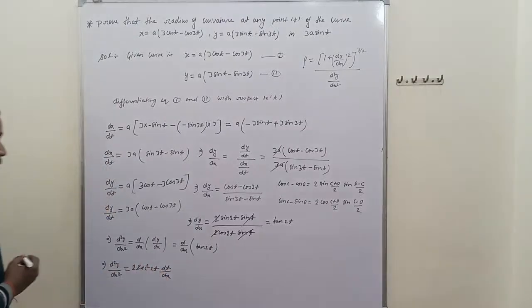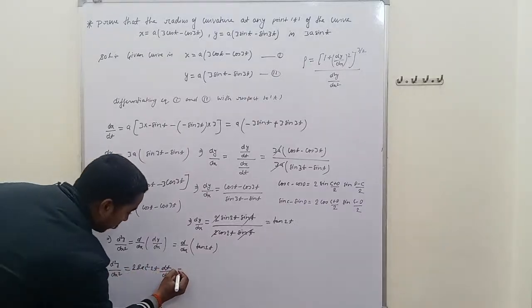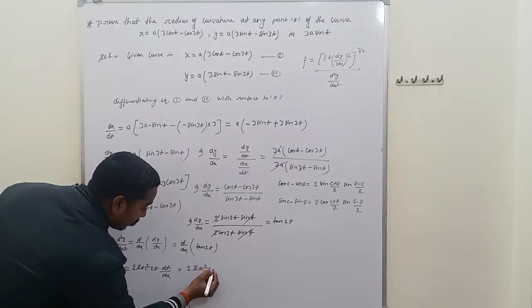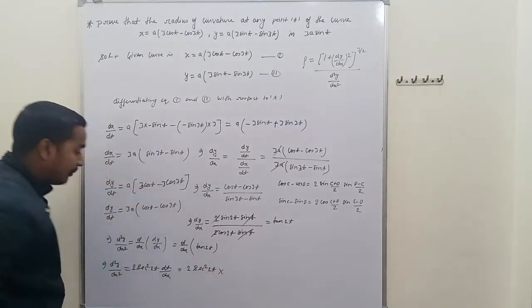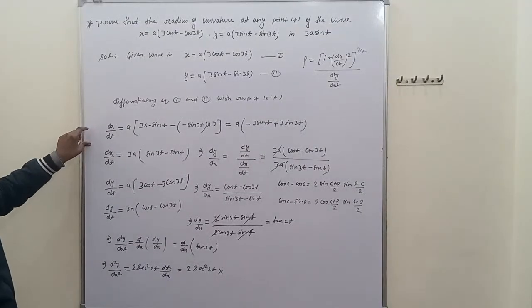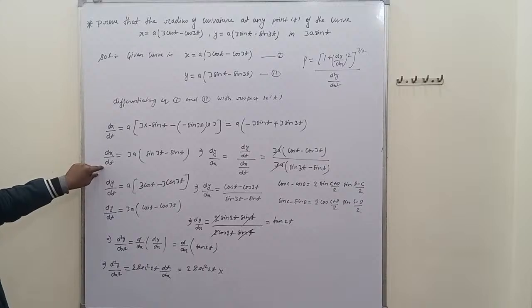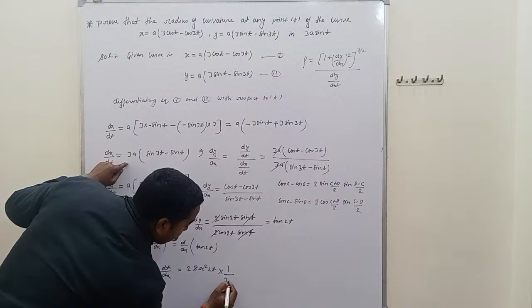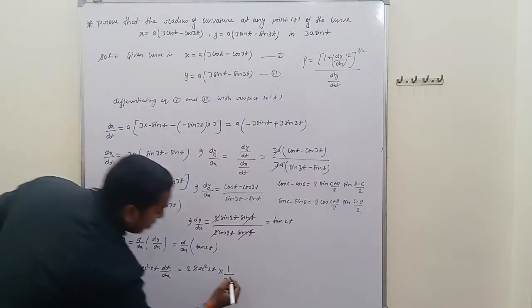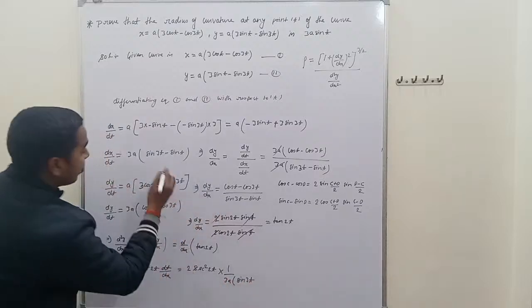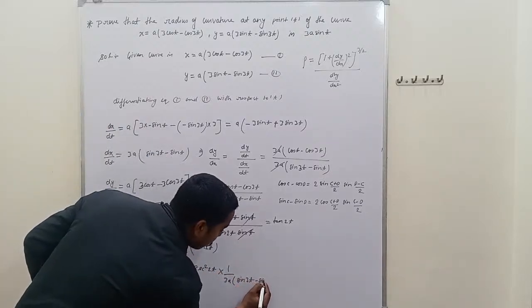And we have to put here the value of dt upon dx. This is given by 2 sec square 2t into dt upon dx. We have to find dt upon dx here. This is given by dt upon dx equals 1 upon 3a (sin 3t minus sin t).